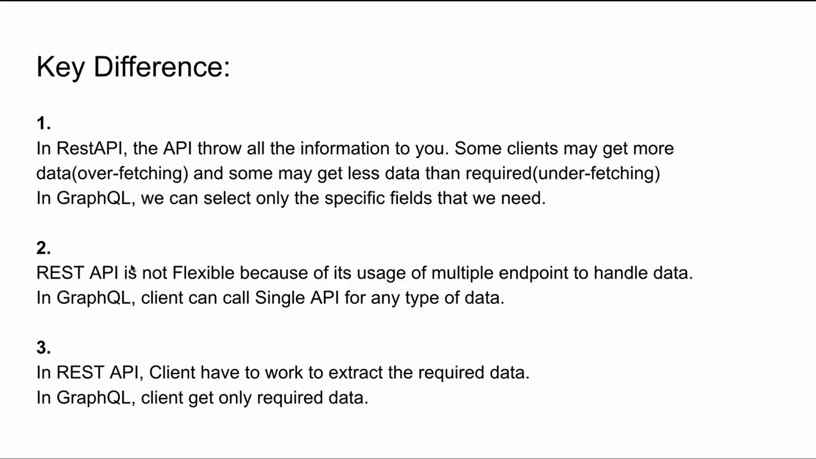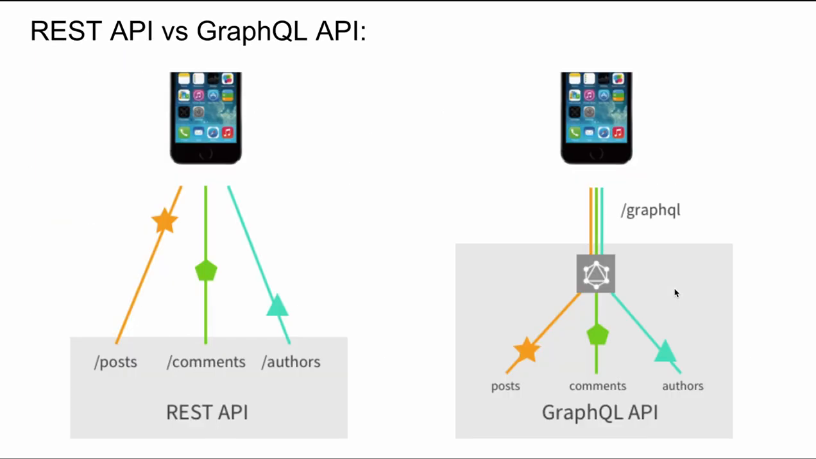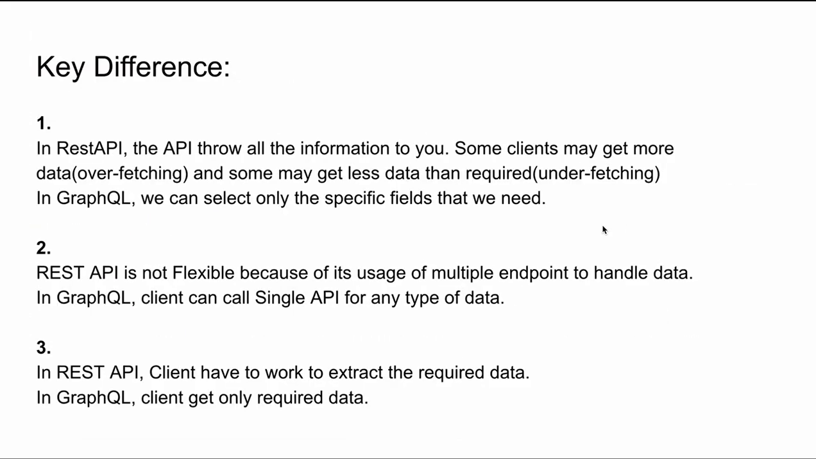Another difference between these two is that REST API is not flexible because it uses multiple endpoints to handle data. As you have already seen, we have to write multiple endpoints: /post, /comments, /authors. But in GraphQL, we have to write only a single endpoint, and this endpoint handles all the APIs for us. In GraphQL, the client can call a single API for any type of data. In REST API, the client has to work to extract the fields. The API will return all the fields to the client, and the client has to extract the fields he or she needs. For example, if he needs only the name or only the description, then he has to extract the data from the result that the API throws. But in GraphQL, the clients get only the required fields.